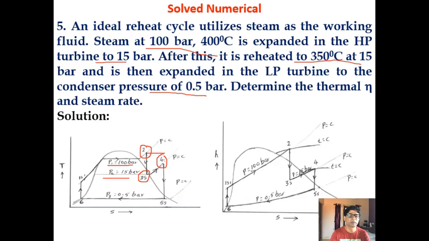of 0.5 bar. So 5s is on the condenser line, that is 0.5 bar, and point 6 is the saturated liquid at the end of the condensation, and this is the entry point to the boiler, that is 1s, because here 6 to 1s is an isentropic process, 2 to 3s is also isentropic expansion in the HP turbine, and 4 to 5s is isentropic expansion in the LP turbine.